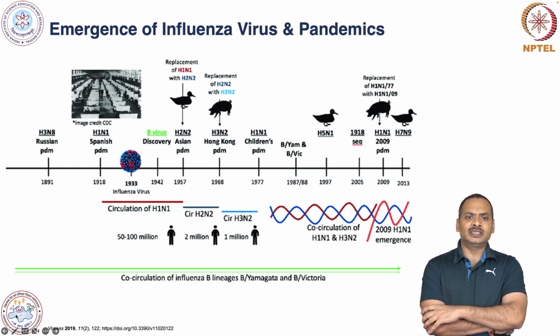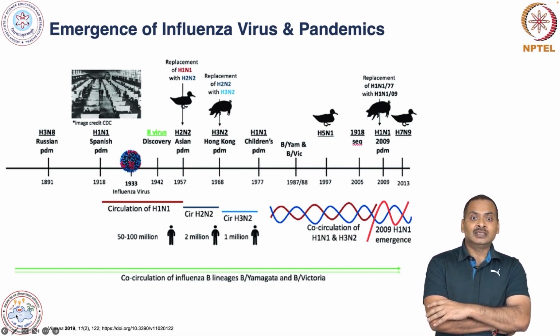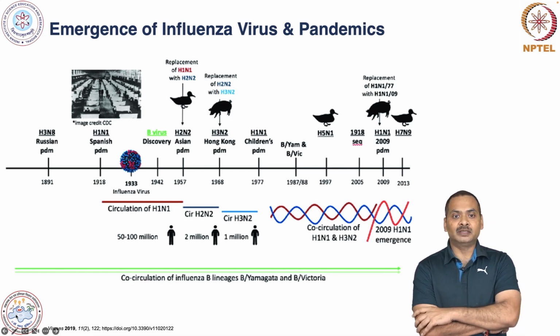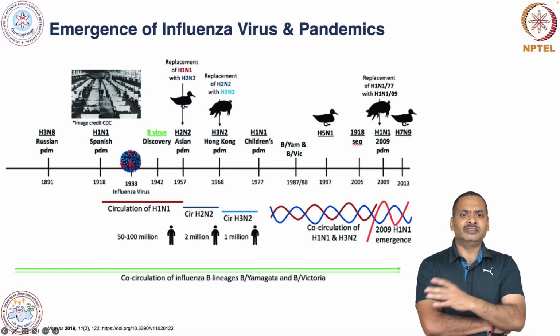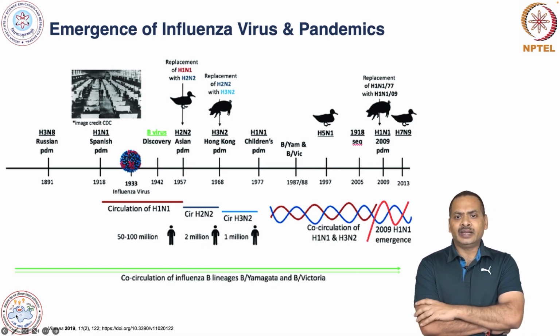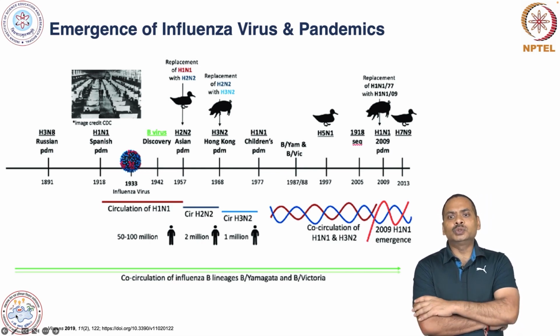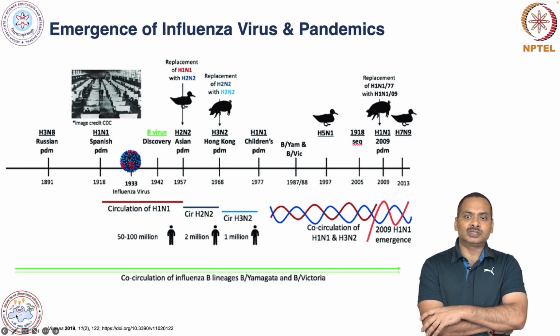Here you can see that this Asian pandemic happened in 1957, and then there was a Hong Kong pandemic which happened in 1968, and in 1977 there was a children's pandemic, and most recently in 2009 this influenza pandemic also happened.